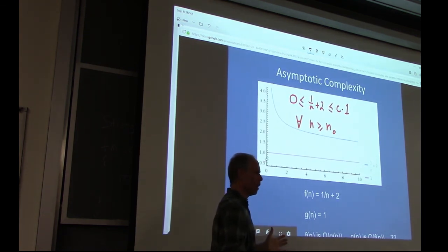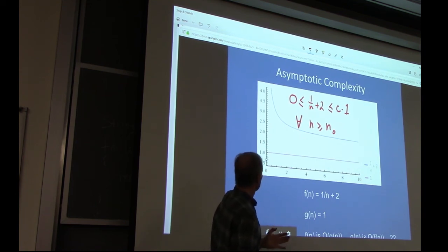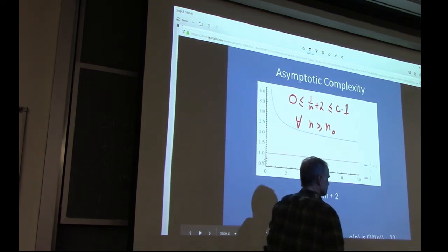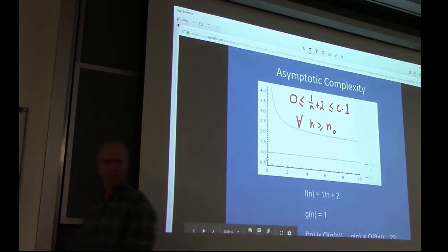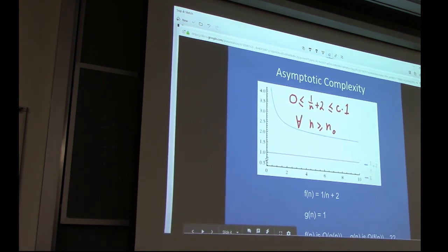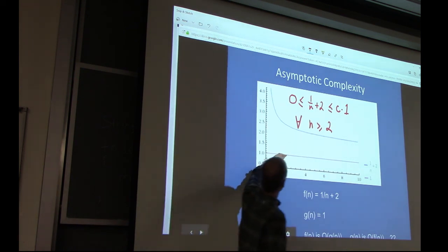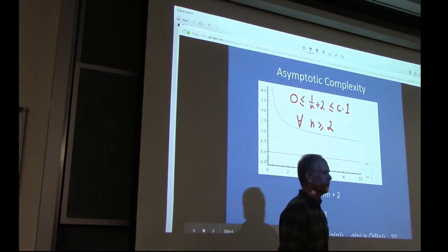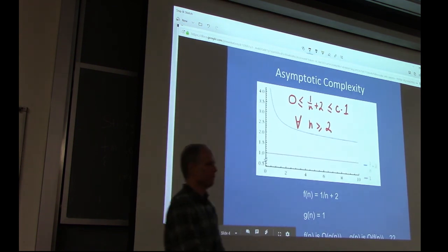But the beauty of the n naught is we can ignore this part of the graph. Let's just chop it off here. Let's chop it off at 2. Let's let n naught be 2. Now, we got to pick a constant so that this line gets above the blue line from 2 all the way to the right. That's the beauty of the n naught. It simplifies our life.